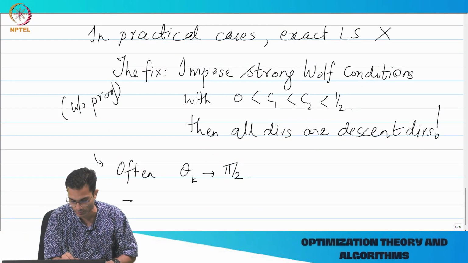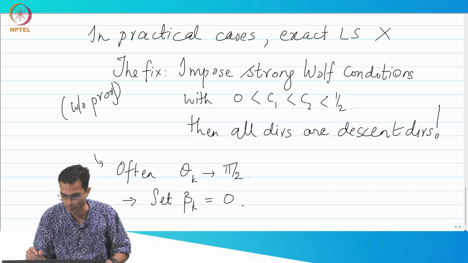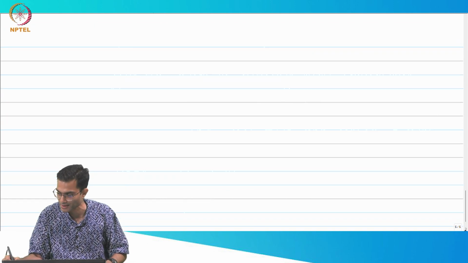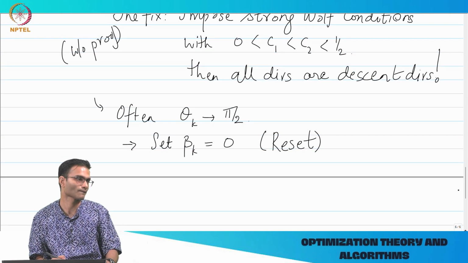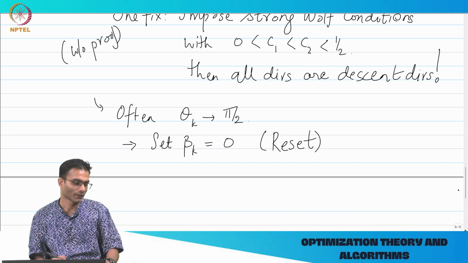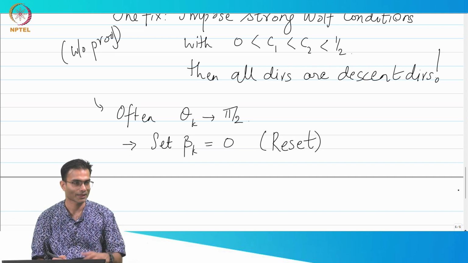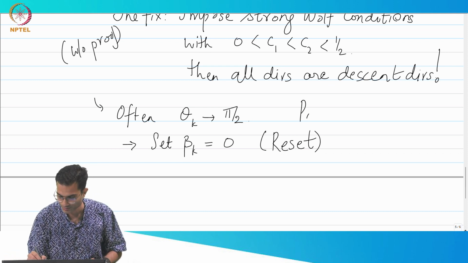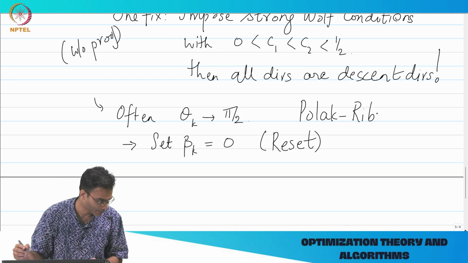So, set beta k equal to 0. This is called a reset, because it is resetting the descent direction. Okay. Again, we were late on the scene, so the guys who figured this out got their name to it. Polak-Ribiere. Can never get the I's and the E's correct.